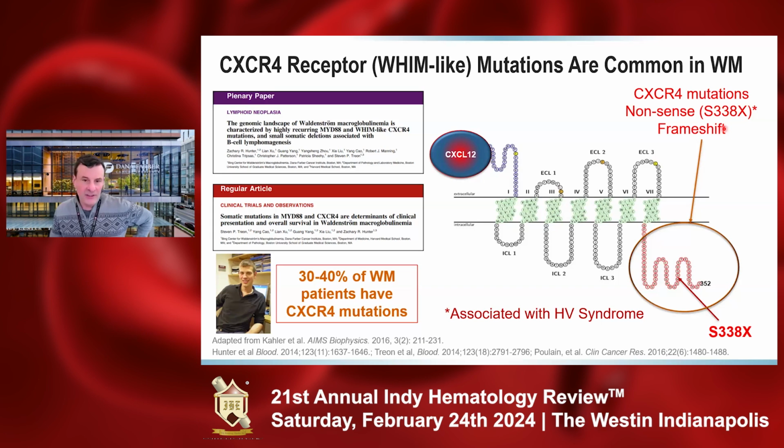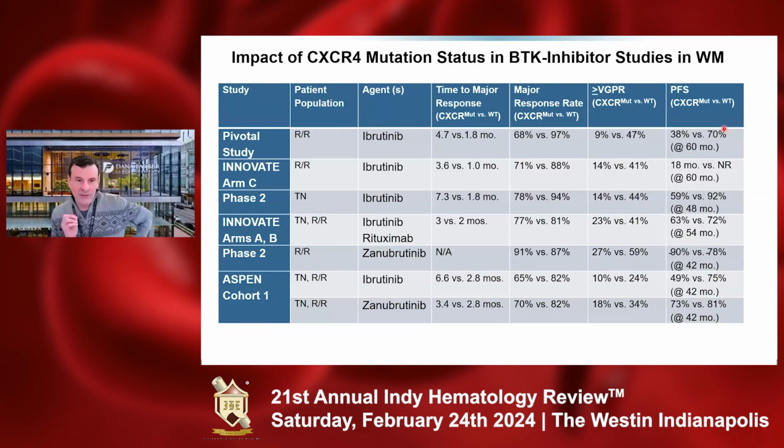And when you see these CXCR4 mutations, you in fact see that the time it takes to get a patient into a response lags. Let me take as an example our ibrutinib study. This was the study that led to the approval of ibrutinib. If you had the CXCR4 mutation, the time it took to get to a major response was 4.7 months. But if you didn't have the CXCR4 mutation and only had the MYD88 mutation, it was 1.8 months. You can see this, the line here, with the other trials too.